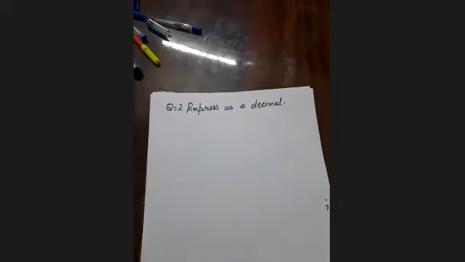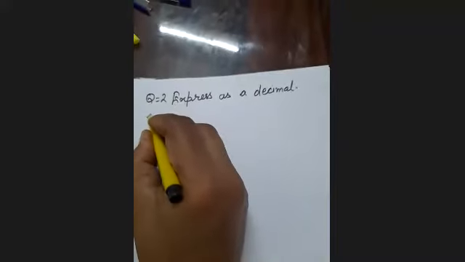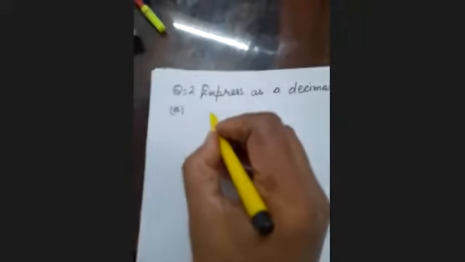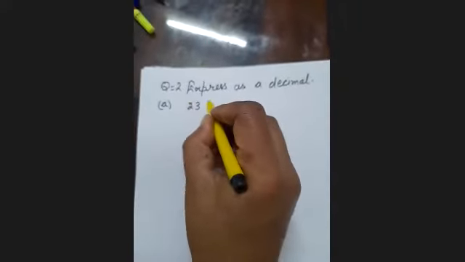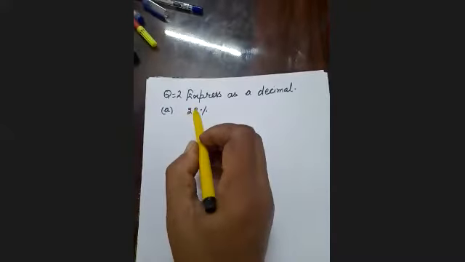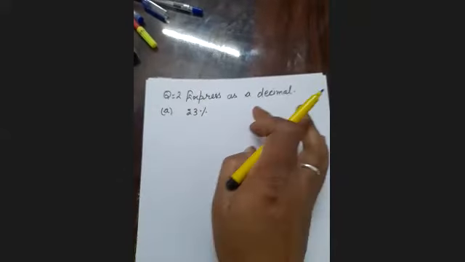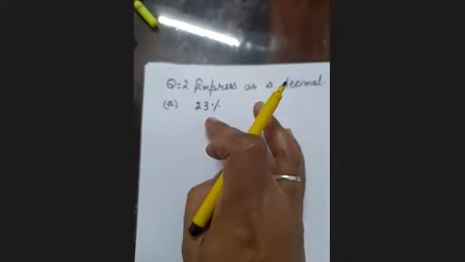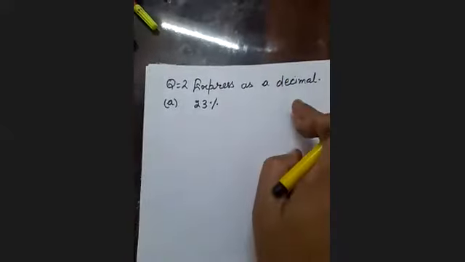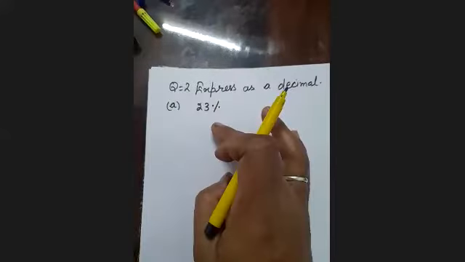Your first question is 23%, part A. To express this number as a decimal, first we will convert this number as a fraction. So the fraction form is 23 upon 100.